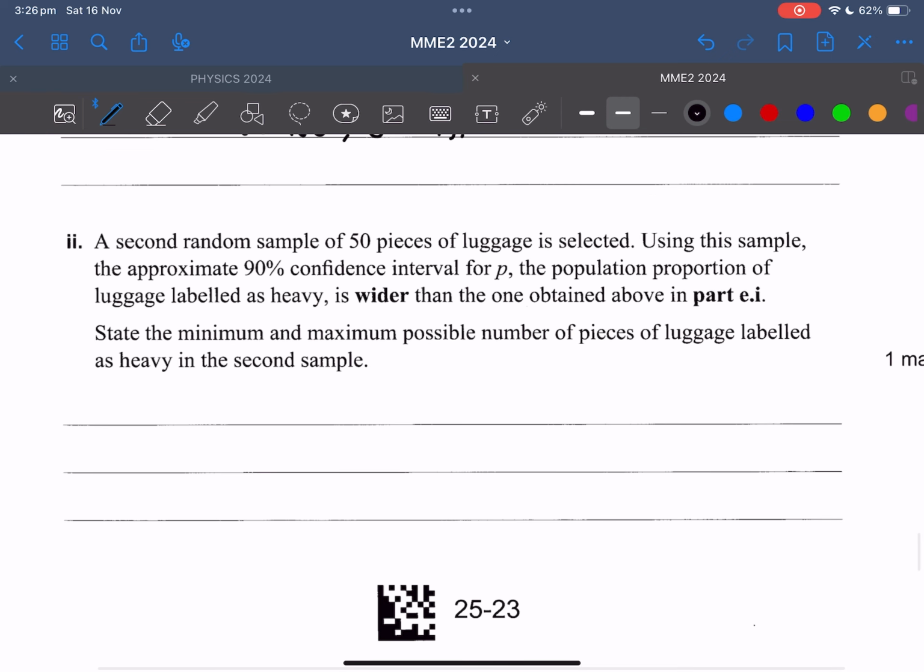A second random sample of 50 pieces of luggage is selected. Using this sample, the approximate 90% confidence interval for P, the population proportion of luggage labeled as heavy, is wider than the one obtained above in the previous part. State the minimum and maximum possible number of pieces of luggage labeled as heavy in the second sample.